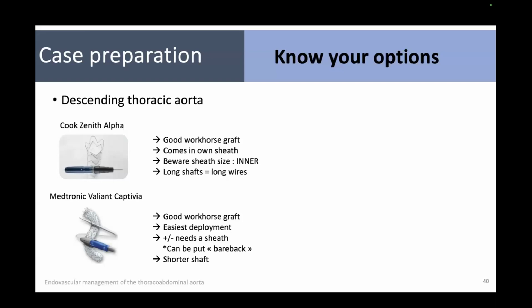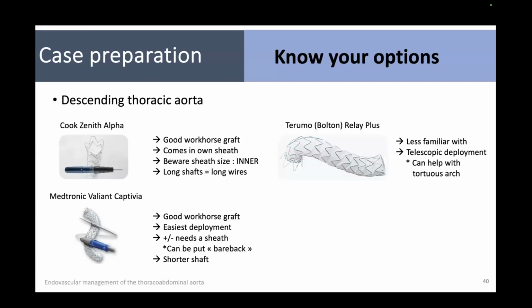The shafts are shorter than Cook, though, so that's a good point. We also have the Terumo Bolton Relay Plus, which is a bit of a new graft in Canada. It's been used for a couple of years in Europe. I'm less familiar with it. I used it a few times in my fellowship. I didn't use it here specifically, so it's been years and years since I last used this graft. But the thing that I can say about it is that there's some kind of a telescopic deployment. So the graft deploys in two different parts, and this is something that we may be more uneasy with in the usual case, but it could be good for tortuosity in the arch, which happens a lot of the time.